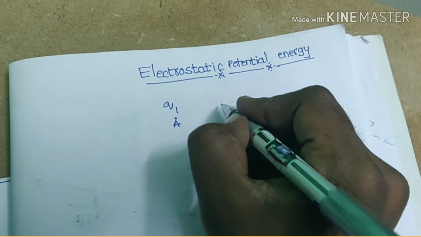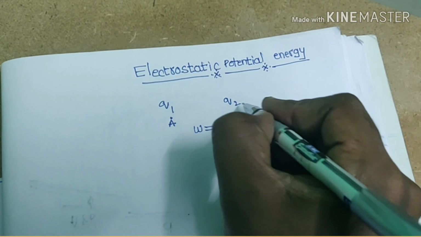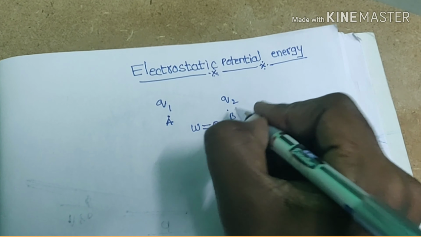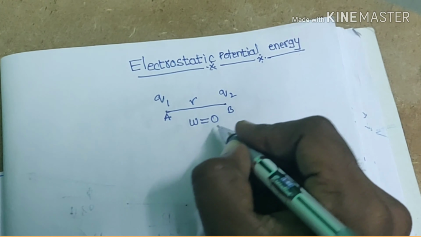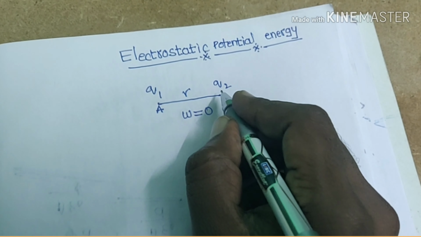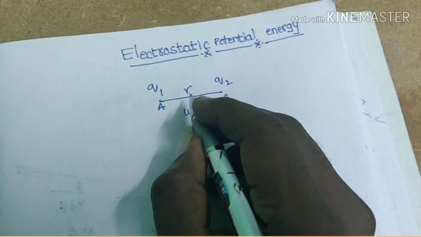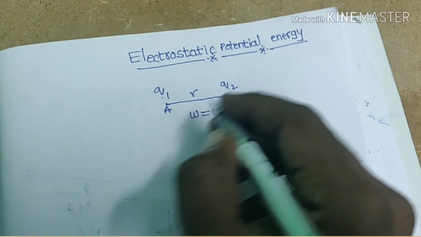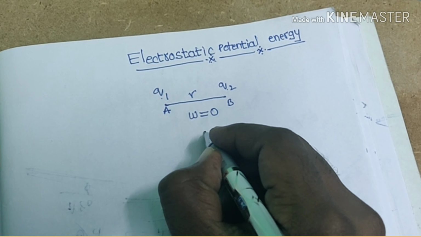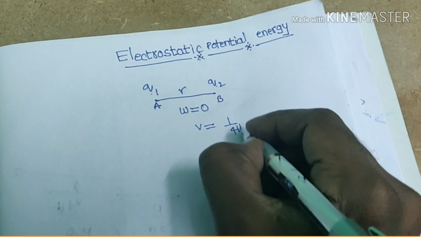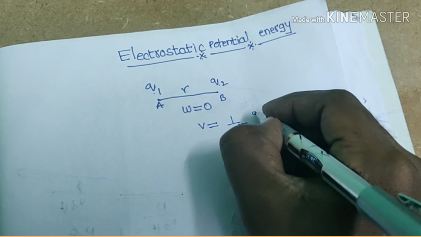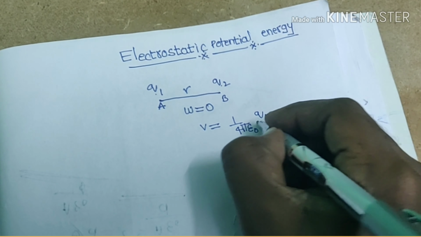Again we have to bring another charge Q2 from infinity to point B. The distance between A and B is R. While bringing Q2, there exists a potential difference between Q1 and Q2. So the potential difference is V equals 1 by 4 pi epsilon naught Q1 by R.